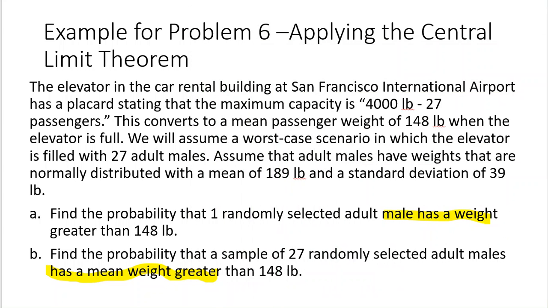Now, here's the thing. So now I want the probability that the average of 27 men is greater than 148. I can't do the same thing, because now when I talk about the average weight of 27 people, that's not the same as a single person weighing more than 148. It's the average. Some people will weigh less, some will weigh more. I want the average to come out to more than 148. If it does, what should I do with the elevator?